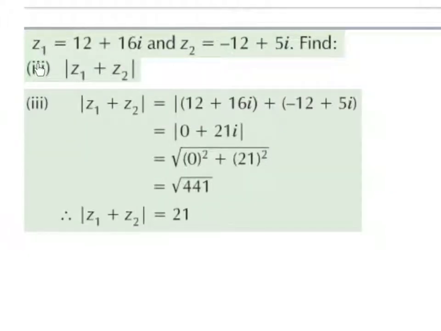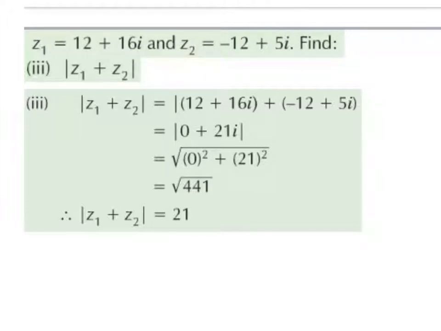Part 3. Work out the modulus of z1 plus z2. So since the modulus symbol is outside of z1 plus z2, we're going to work out what's inside the modulus symbol first. So we're going to add z1 plus z2. So z1 is 12 plus 16i, and z2 is minus 12 plus 5i.